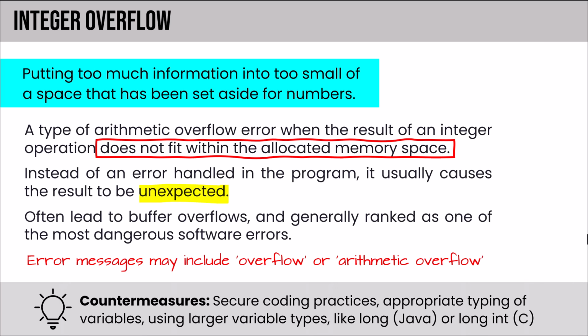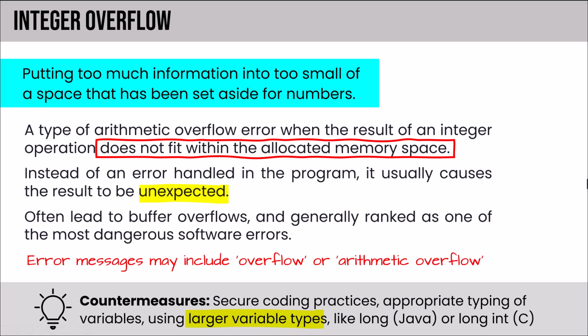Your countermeasures in this case are secure coding practices, where we make sure we're validating the size of our data. This is generally handled through appropriate typing of our variables. So we could use larger variable types like long in Java or long integer in C, both of which accommodate 64 bits.